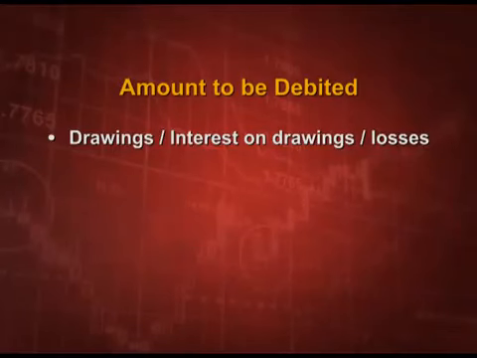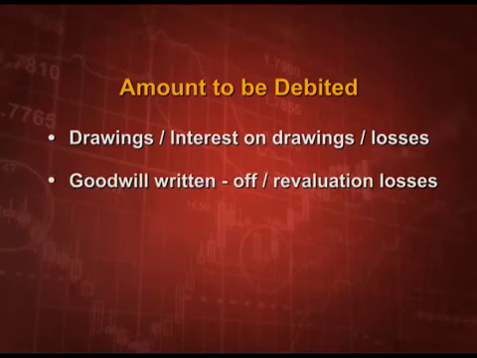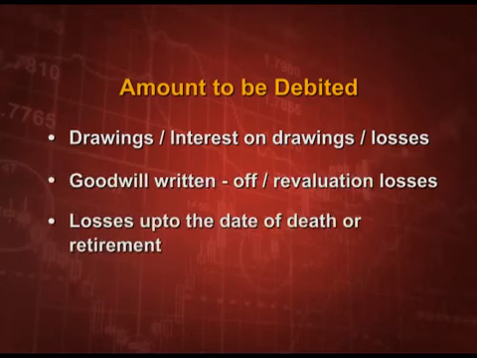Now, the amounts to be debited to his account are drawings, interest on drawings and losses, goodwill written off, revaluation losses or the losses up to the date of death or retirement. In this way, we will be calculating the net amount payable to the retiring partner or to the deceased partner.